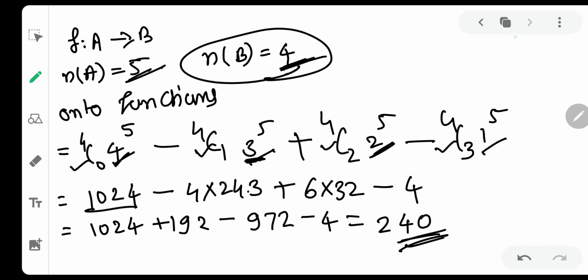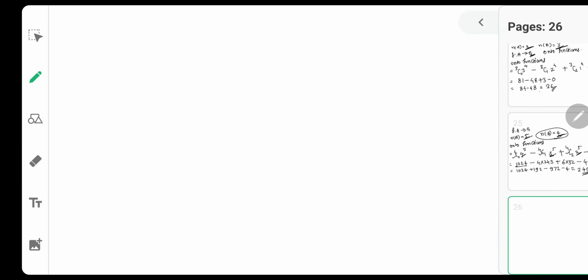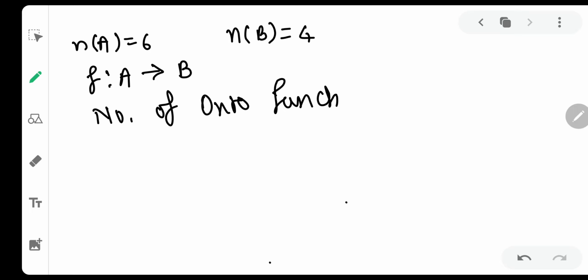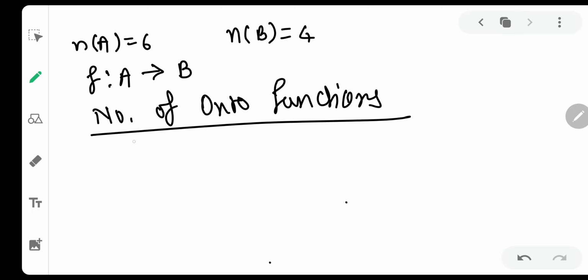I hope you understood this concept. So just to check your concept, let us have a question. The number of elements in A is 6 and the number of elements in B is 4, and the function is mapped from A to B, and I want to know the number of onto functions. Okay, if your concept is clear, you will be able to calculate the number of onto functions very quickly and easily.